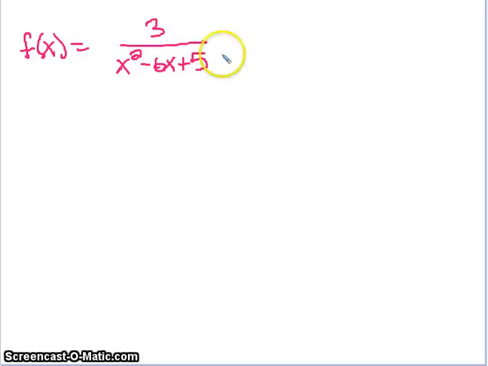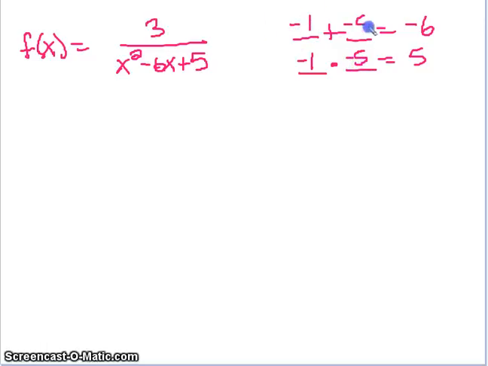But once again, all of us should be screaming something when you see x squared minus 6x plus 5. All of us should be realizing this is a puzzle. If you were to do something plus something equals negative 6 and something times something equals 5, then we've got negative 1 and negative 5 as our answers. So this is going to factor into x minus 1 and x minus 5.